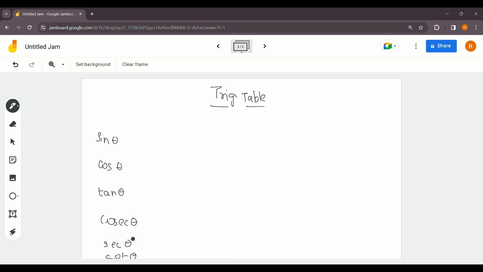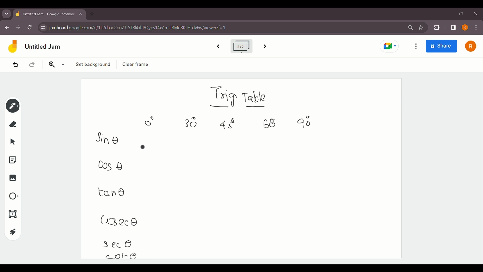So now you can write here at the top 0 degree. We can convert that into radians later, but now we will learn it in degrees, the same way how we learned it in 10th standard. So 0 degree, 30 degrees, 45 degrees, 60 degrees and 90 degrees.